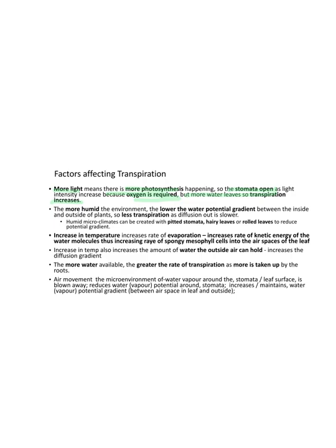Looking at next, the more humid the environment, the lower the water potential gradient between the inside and the outside of the plant, so less transpiration as diffusion out is slower. Now remember, humidity is a measure of the water content of the air. However, we can also create humid microclimates, and these can be created with pitted stomata, hairy leaves or rolled leaves, and they're going to basically reduce the water potential gradient right outside the stomata, thus reducing the rate of transpiration.